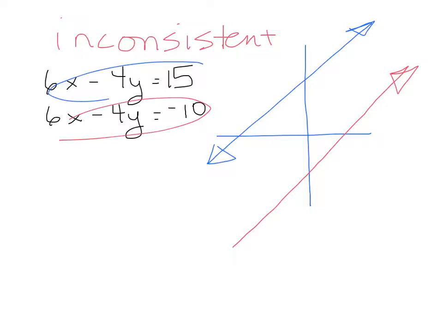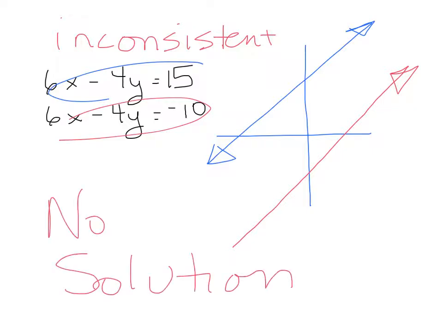Okay, so you have these parallel lines. Will they ever intersect and get that solution that makes both equations true at the point of intersection? No, parallel lines never intersect. So here there is no solution. This is an inconsistent system because there is no solution. Alright, let's try one more thing.